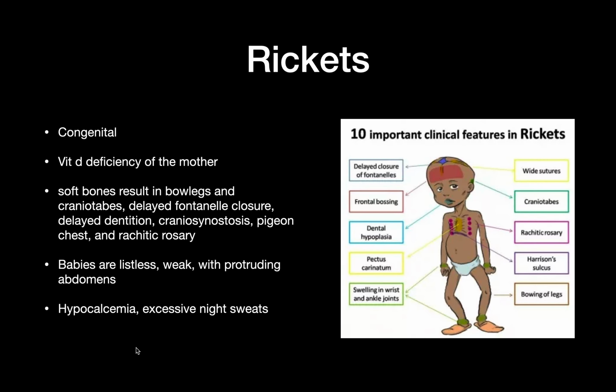So rickets is a congenital disease, and it occurs with the vitamin deficiency of the mother. It's characterized by craniotabes, which is a soft skull. And of course, babies have somewhat soft skulls because the bones in the head need to be able to move a little bit in order to pass the vaginal canal. But craniotabes is when it is very, very soft.